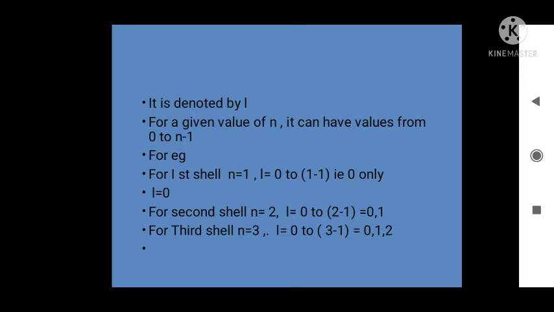Like that for the third shell, that is for M shell, L can have values from 0 to 3 minus 1, that is 0, 1, 2. There are three values for L.